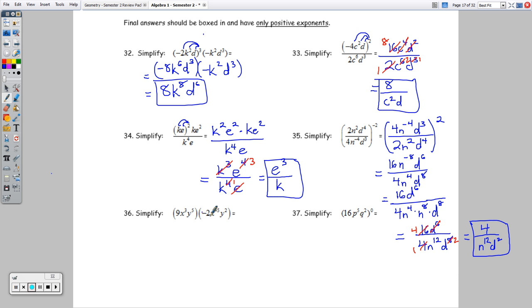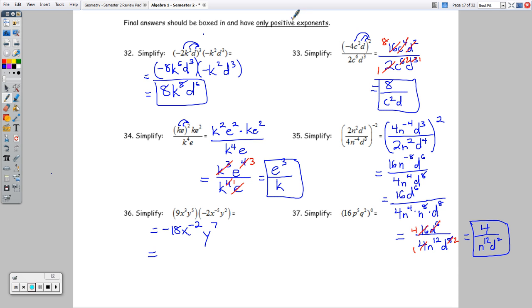Number 36. This one, there's no power to a power, so I'm just going to multiply everything across here. 9 times negative 2, negative 18. X to the 3rd times x to the negative 5 would be x to the negative 2. Add those powers. And same thing here. Add those powers. It'd be y to the 7th.